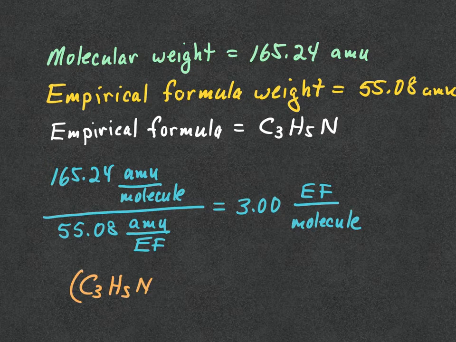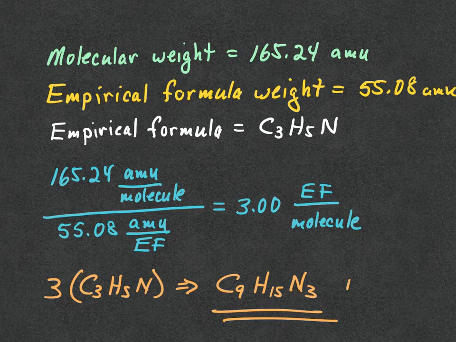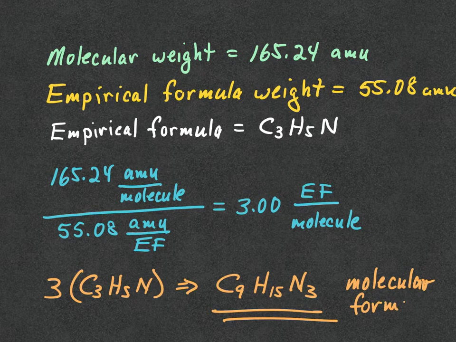So we take our formula, C3H5N, and we multiply that by 3, right? Empirical formulas per molecule. And that gives us C9H15N3, and that is the molecular formula. Right. So you need to practice that because that is something that you will need to be able to do.